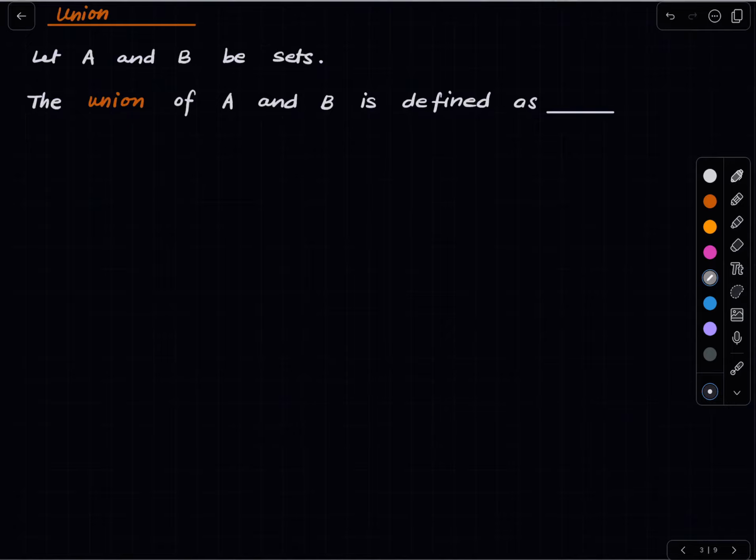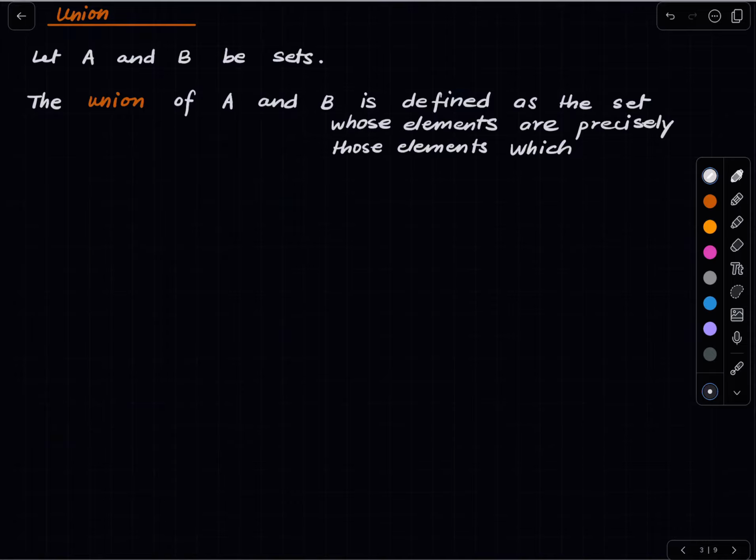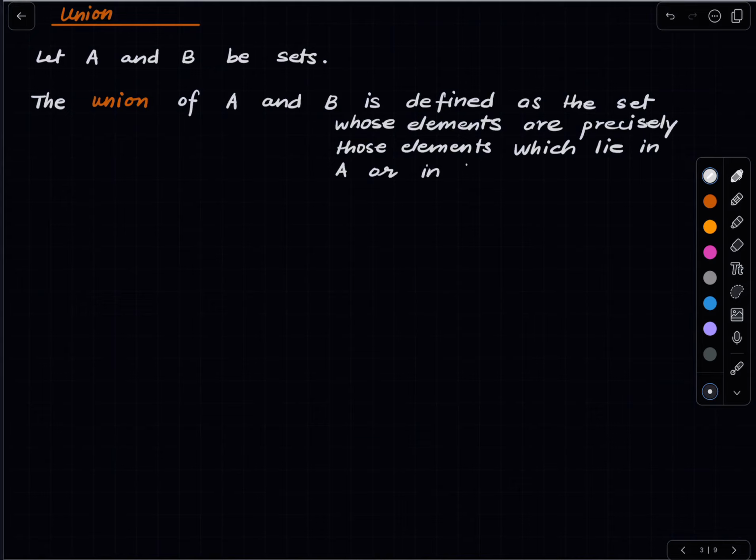So the most fundamental operation on two sets that one can perform is the operation of union. Suppose we have two sets, A and B. The union of A and B is defined as another set, the set whose elements are precisely those elements which are in A or in B. Or both, of course.